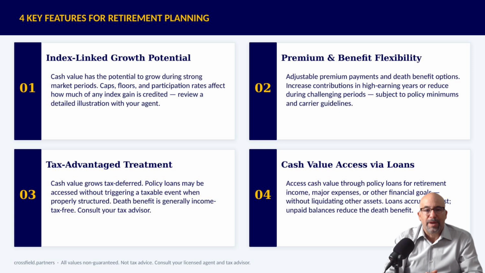Feature 4. Cash value access through policy loans. Loans can supplement retirement income or fund major expenses without liquidating other assets. They accrue interest, and unpaid balances reduce the death benefit, in some cases causing a lapse and a taxable event. Involve your agent and tax advisor in any loan decisions.